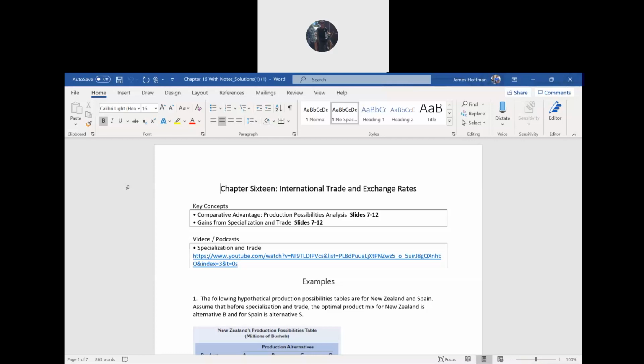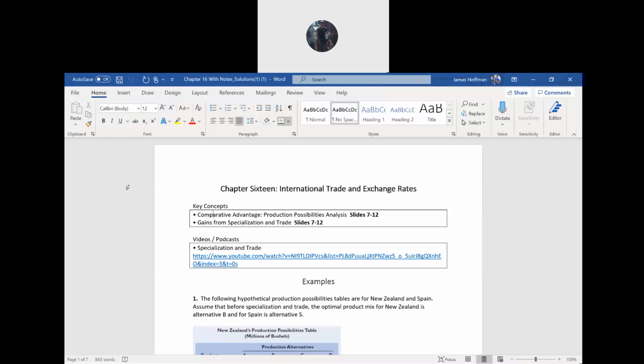Okay, so let's run through the few key concepts and slides, but the bulk of today's lecture will be doing this big example. Okay, so we're going to illustrate how an economy or countries can get gains from trade by looking at the production possibilities curve examples for two different countries or economies.